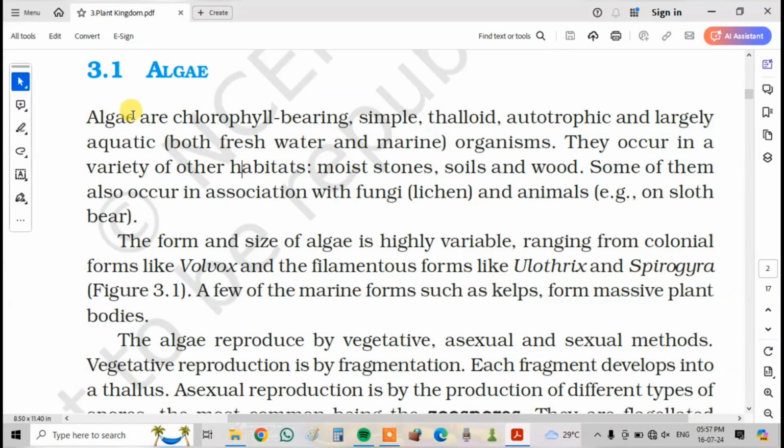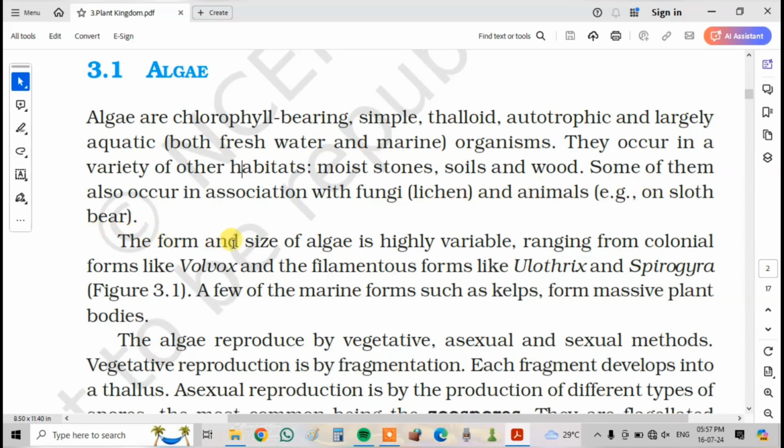Algae. Algae are chlorophyll-bearing, simple, thalloid, autotrophic and largely aquatic, both freshwater and marine organisms. They occur in a variety of other habitats: moist stones, soils and wood. Some of them also occur in association with fungi, known as lichen, and with animals, for example on sloth bear.